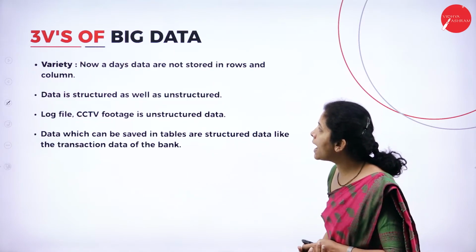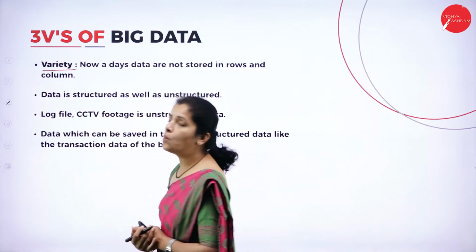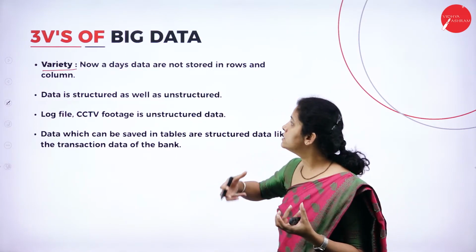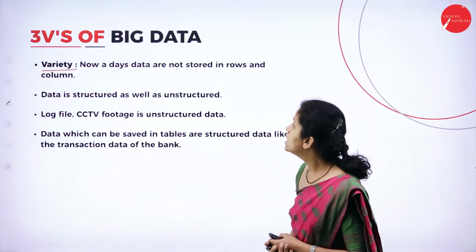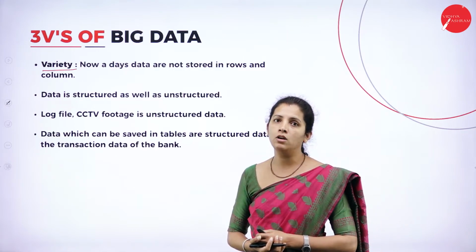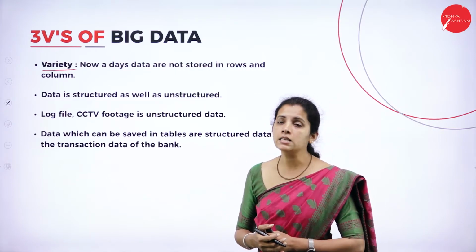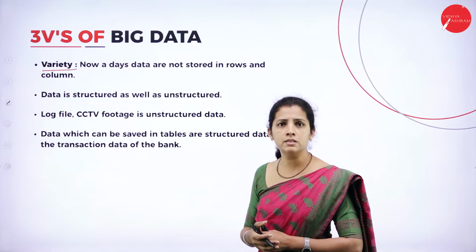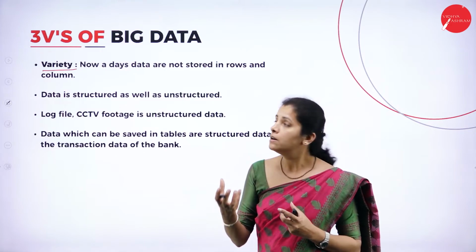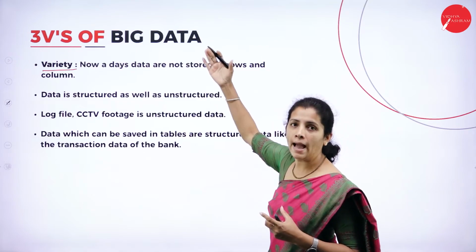Now, I'm going to have my another V, that is variety. So, what is variety? Different kinds of data. Nowadays, data are not stored in rows and columns. That means, if I consider olden days, the data are stored in the form of tables. But nowadays, we are going to have different varieties of data. Okay, now to store that data, we require some platform.